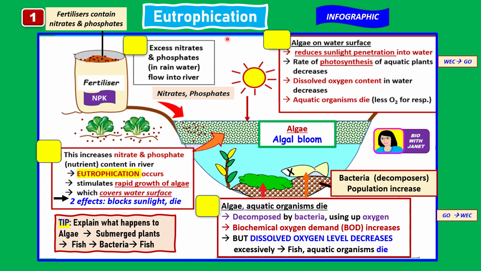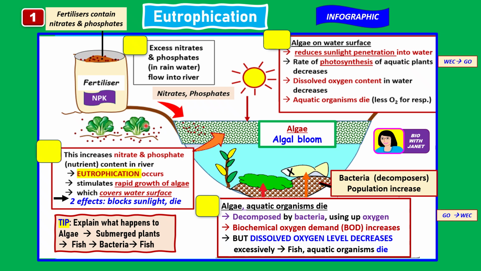So to start off, we will use this infographic or diagram to explain how eutrophication occurs and then the effects of it, step by step. So start off with the cause of eutrophication. Now, on farms, farmers use fertilizers which contain nitrates and phosphates. They use them to promote the growth of their vegetables and other crops, and also to increase the crop yield. So these are the good benefits or the good points about fertilizers, all right?